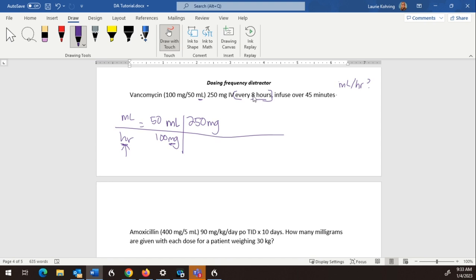But this is the same thing as, we'll say, TID, for example. It's just a dosing frequency. It's not that you're going to give this medication over 8 hours. You're actually just doing this every 8 hours. So don't get distracted with this every 8 hours, every 6 hours, whatever it is. So instead, we're actually going to infuse this medication over 45 minutes. So this 250 is actually paired with 45 minutes. So we'll put this over here. That allows us to cancel out milligrams.